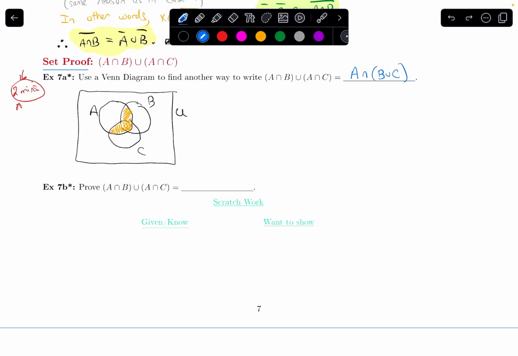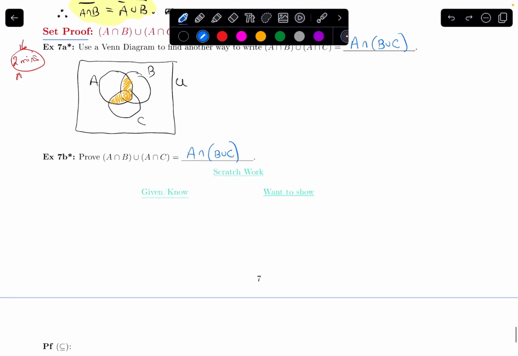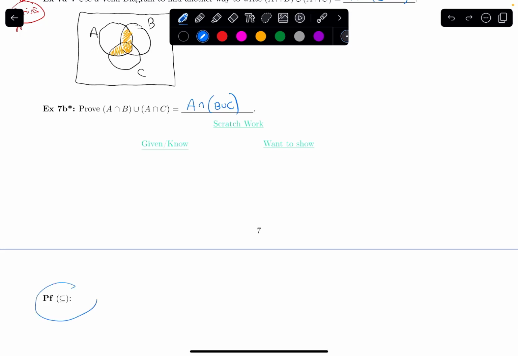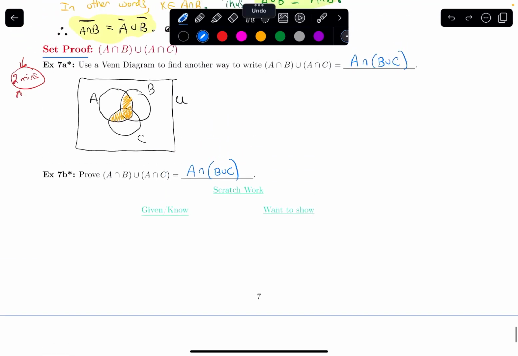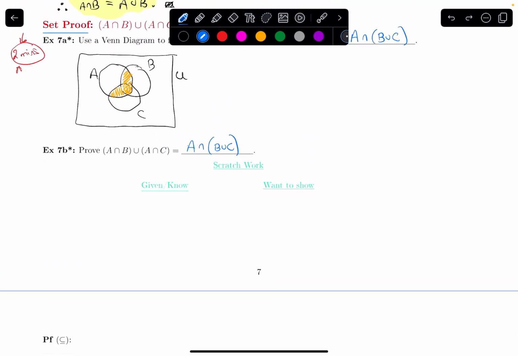So in part B, I actually want to prove that the first way that we had written it equals the second way, A intersected with B union C, like this. Recall from our previous videos, if I'm trying to show that two sets are equal, I need to show that the first set is a subset of the second and the other way around, that the second set is a subset of the first. So I want us to focus on the first direction first, showing this first set is a subset of the second. And I want to give you an opportunity to try this on your own first.